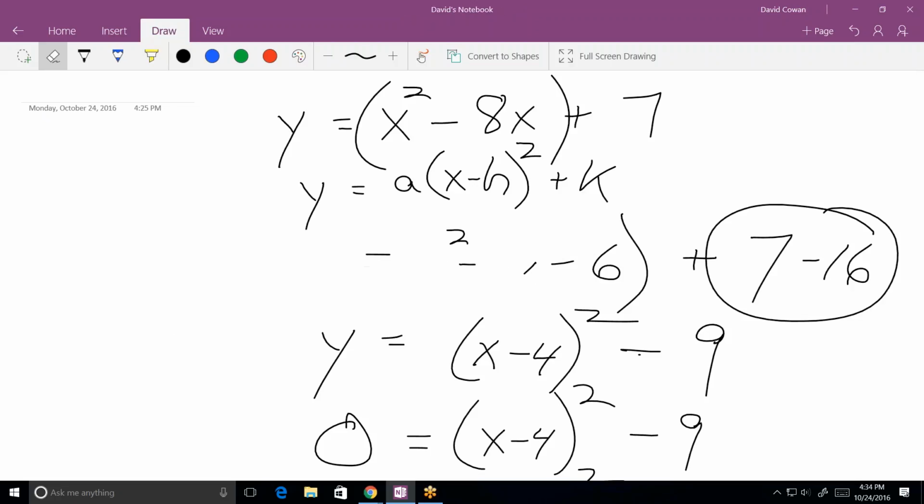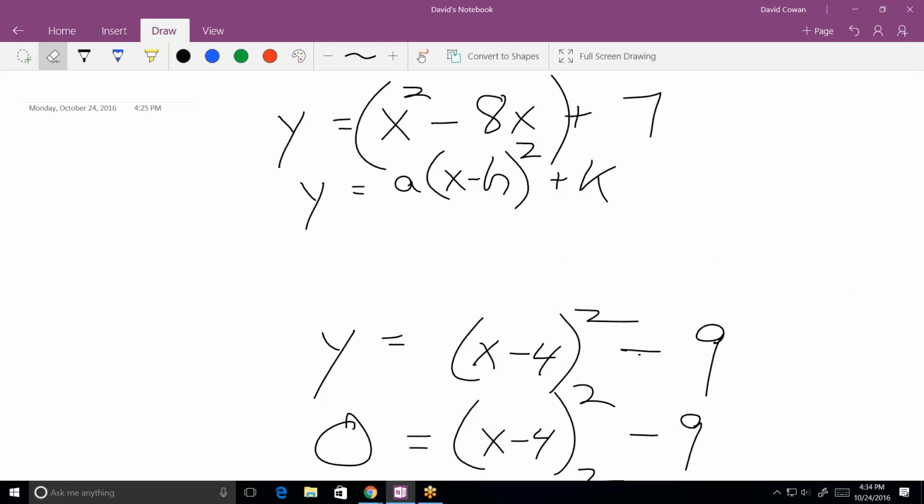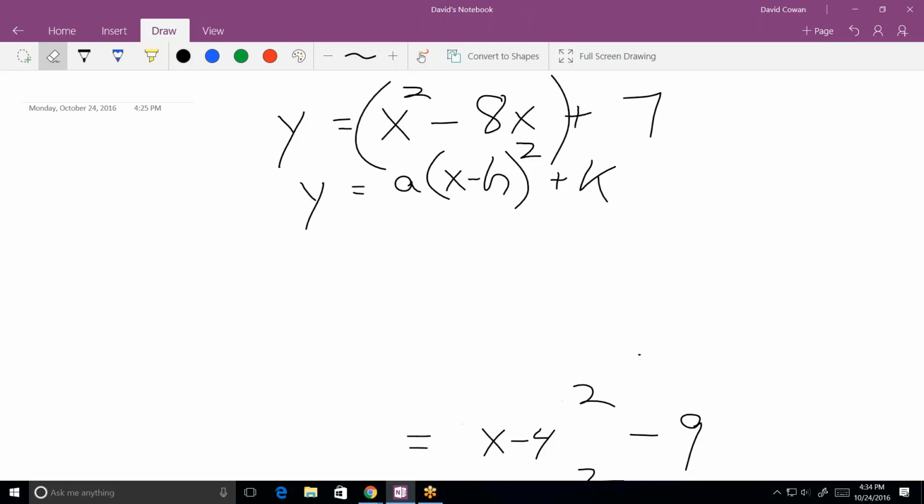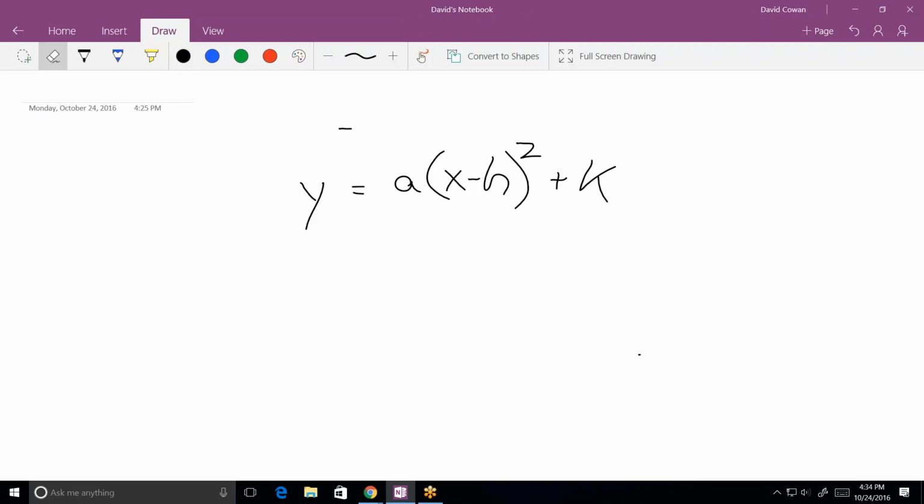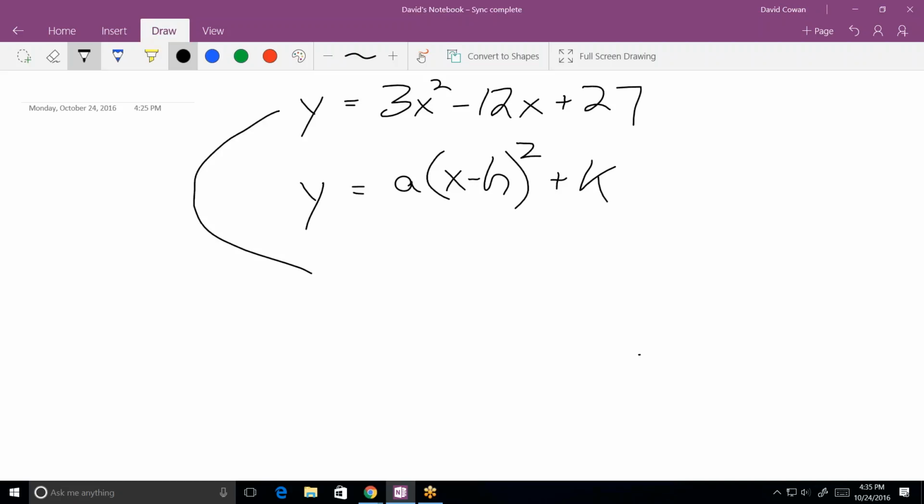Do we have another one like that? If we do, I won't erase that vertex format. Yes, we do. It is y equals 3x squared minus 12x plus 27. Yes. Okay, so we have to put that in this format.